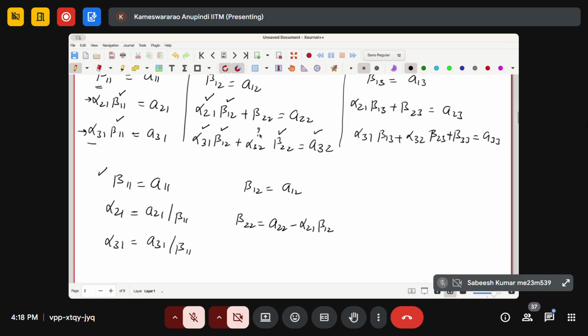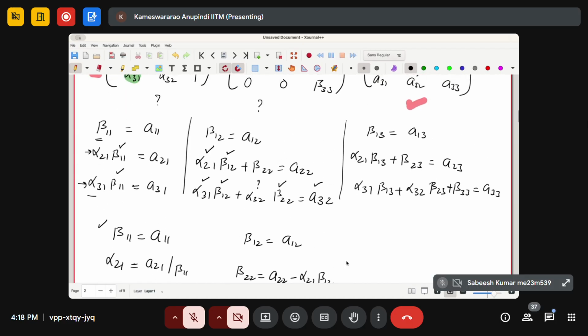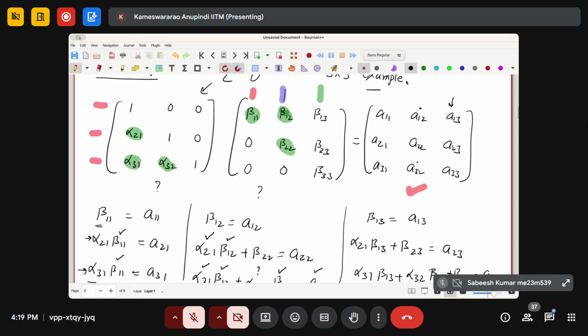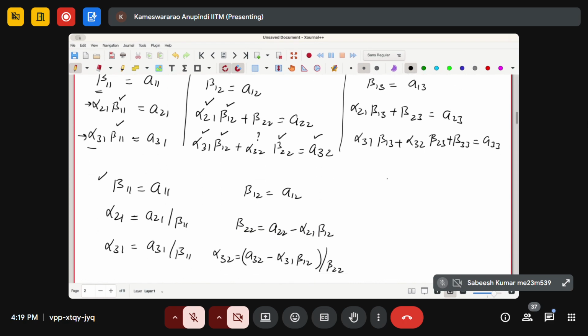A32 I know, so I can calculate alpha 32. Alpha 32 is going to be A32 minus alpha 31 beta 12, divided by beta 22, right? That means after this step, I have calculated beta 12, beta 22, and alpha 32. That's what I have calculated. Then I can go to the third column and calculate beta 13.